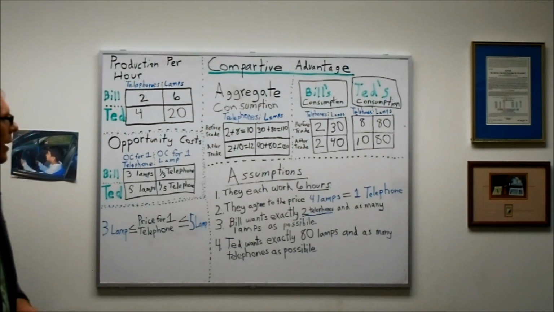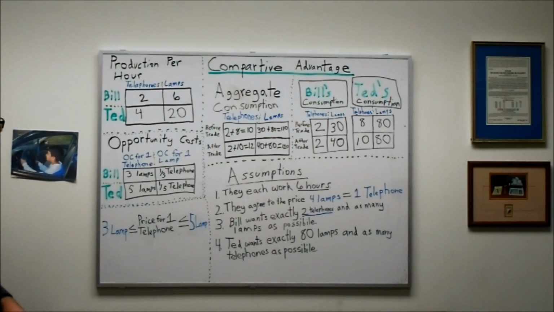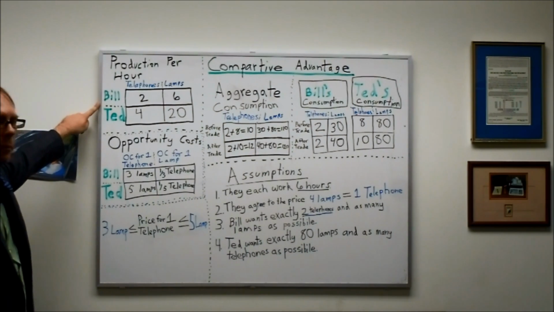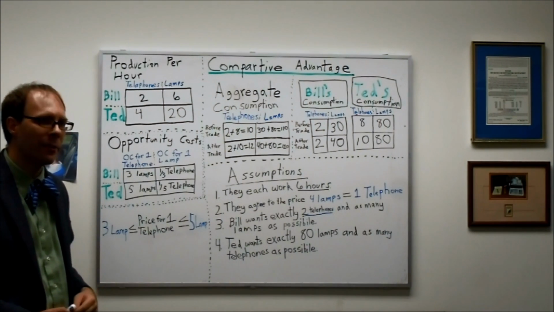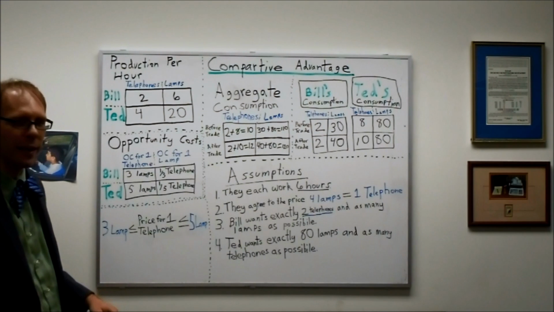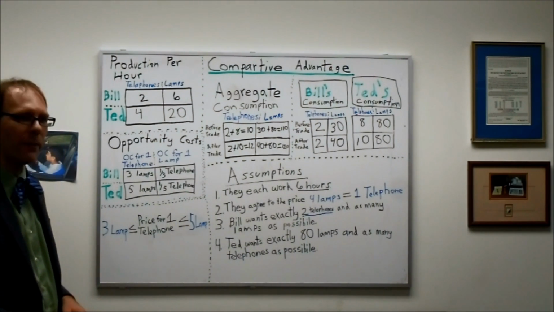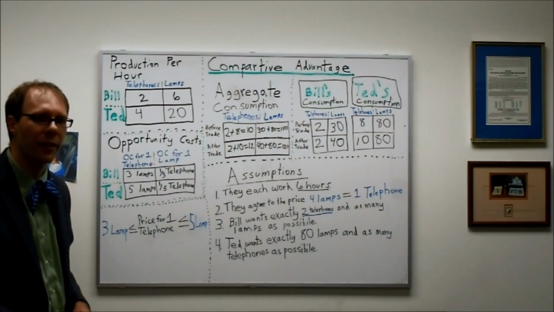Comparative advantage explains why trade is beneficial, even when one person, Ted, is always better at producing stuff than another person, Bill. And why it's beneficial not just for Bill and Ted as individuals, but it's beneficial if you were to think of society as a whole in terms of aggregate production and consumption.